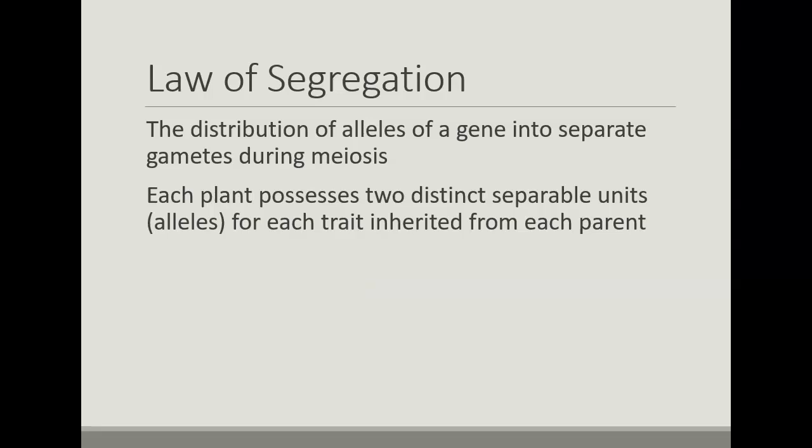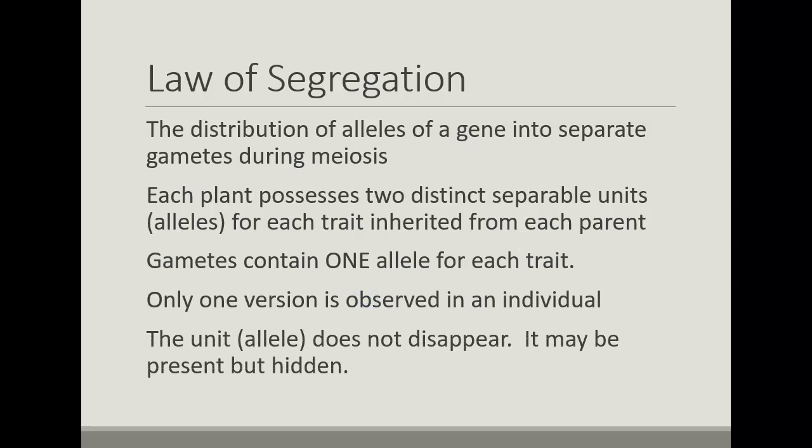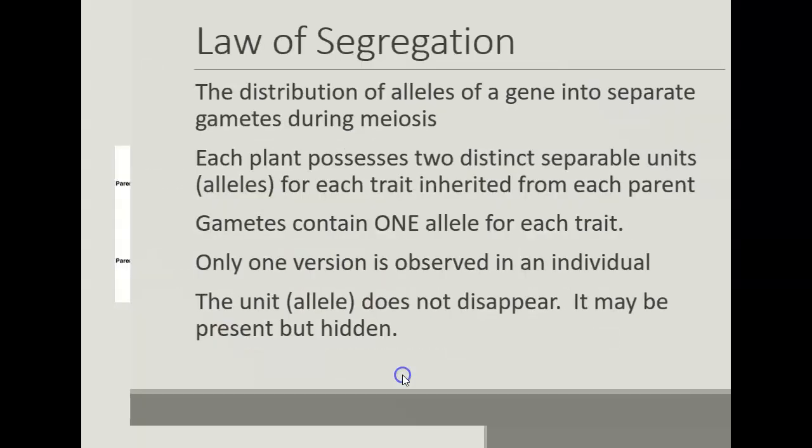But when Mendel did his work, no one had any idea what he was talking about. They didn't have alleles. He called them units. He called them separable, distinct units for traits. And you got one from each parent. And the idea was that gametes only contain one allele for each trait, and only one version is observed in the individual. The other allele is there. It's still present, but we just don't actually see its expression.